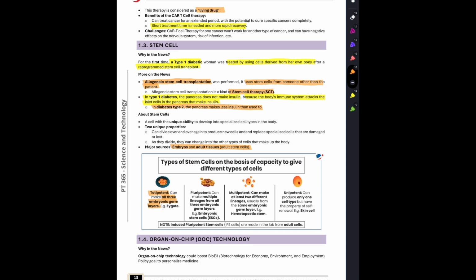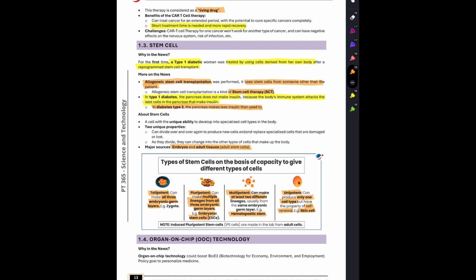The next is the pluripotent, which can make multiple lineages from all three embryonic germ layers. So these are embryonic stem cells. Next is the multipotent, which can make at least two different lineages, usually from the same embryonic germ layer. Example, the hematopoietic stem cell. Next, the unipotent, which can produce only one type of cell but has the property of self-renewal, for example the skin cell. There's also a note that induced pluripotent stem cells (iPS cells) are made in the lab from adult cells.